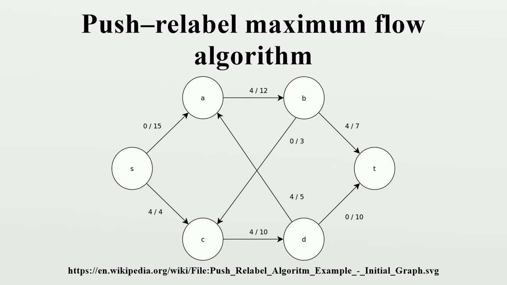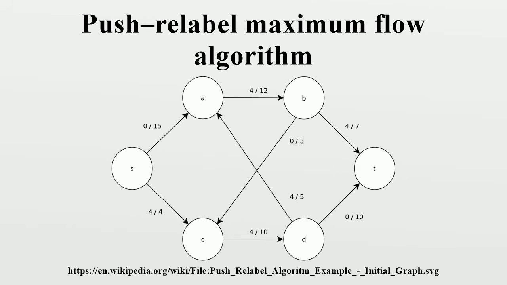Push. The push operation applies on an admissible out-edge (u, v) of an active vertex u in G_f. It moves delta units of flow from u to v. Push(u, v): assert excess(u) greater than 0 and h(u) equals h(v) plus 1; delta equals min(excess(u), c_f(u, v)); f(u, v) plus-equals delta; f(v, u) minus-equals delta; excess(u) minus-equals delta; excess(v) plus-equals delta.